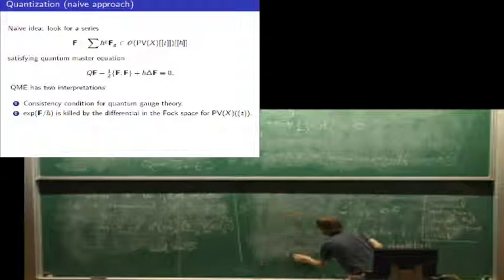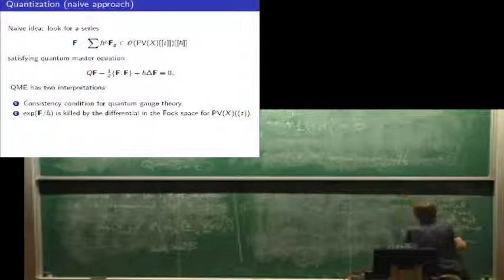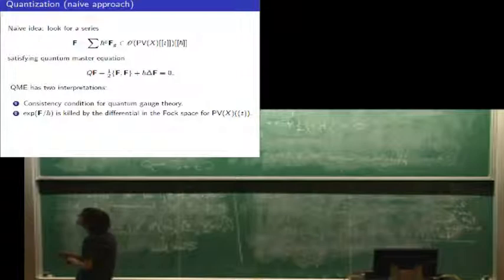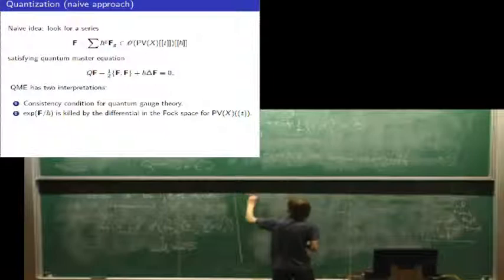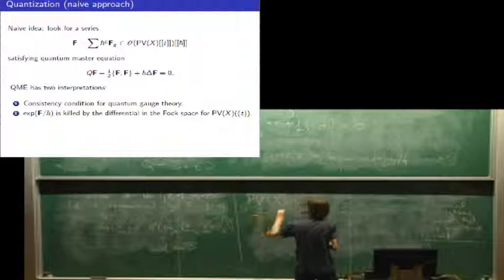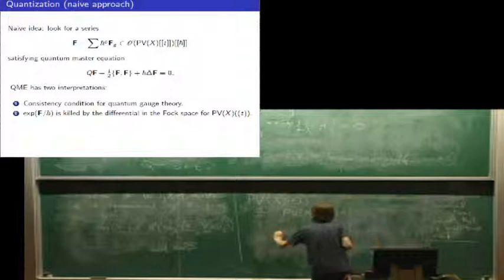So, why, you might ask, what has this delta got to do with the Fock space? Well, the answer is our symplectic vector space is a sum of two pieces. The positive part and the negative part.